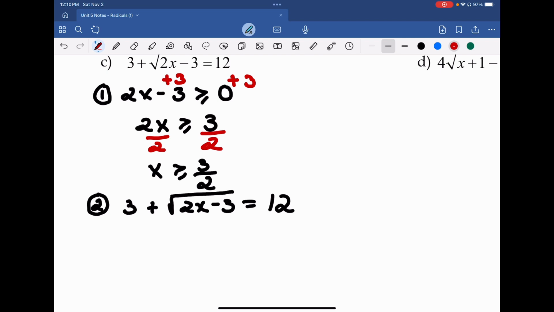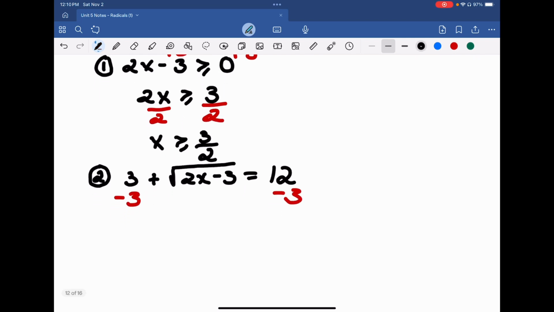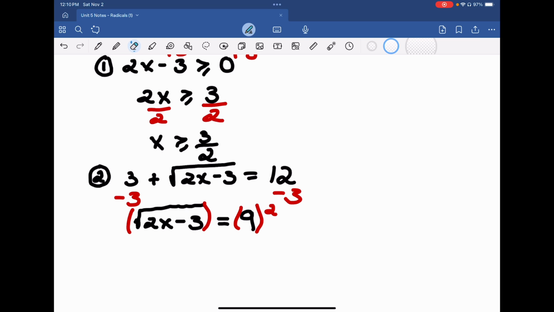Now we want to get the radical on its own. So I'm going to subtract 3 from both sides. This is going to end up giving me that the square root of 2x minus 3 is equal to 12 minus 3, which is 9. In order to isolate the radicand position and get rid of the radical, I'm going to square both sides. When I square both sides, this ends up giving me that 2x minus 3 is equal to 81, because 9 squared is 81.